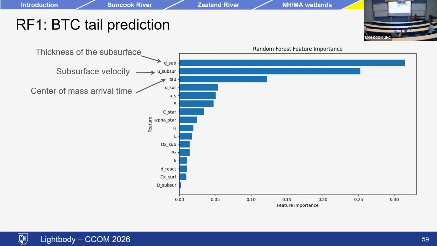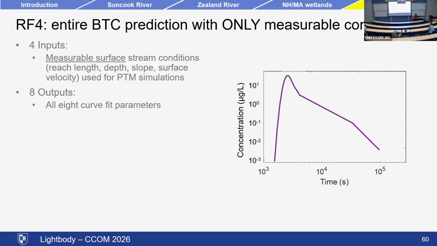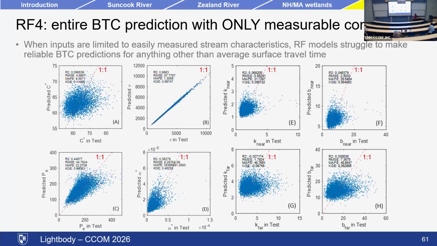Because the tail prediction really depended on this subsurface transport, which is really hard to measure in the field. And so when we dialed back the information that we gave our models to only stuff that we really could measure easily, the reach length, the reach depth, the slope of the stream, and the surface velocity, and then we tried to predict the entire curve, we did a really good job with the average flow velocity. We did a decent job with the Peclet number, but everything else is just noise or scatter.